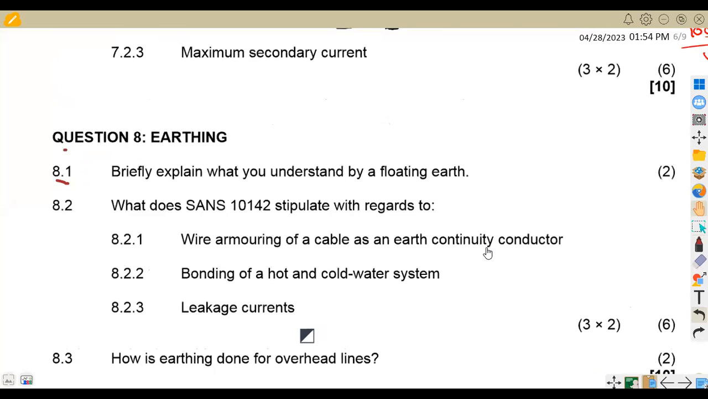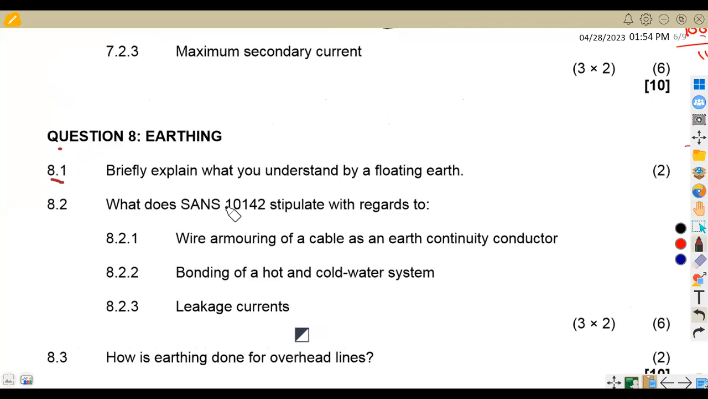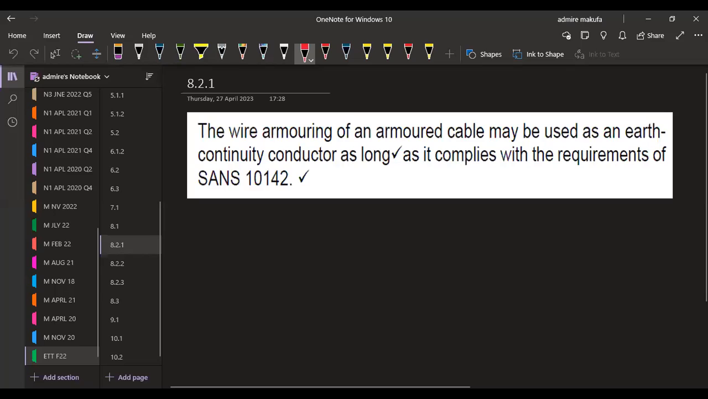And on 8.2, we are given what does SANS 10142 stipulate with regards to wire armoring of a cable as an earth continuity conductor, the bonding of a hot and cold water system. So we are referring to the regulations that we are given in this case. So when dealing with the wire armoring of a cable as an earth continuity conductor, this is what we are given. All right. So the wire armoring of an armored cable may be used as an earth continuity conductor as long as it complies with the requirements of the SANS 10142. So this is what is important, as long as it is in the requirements that you are given, then it can be used as given.